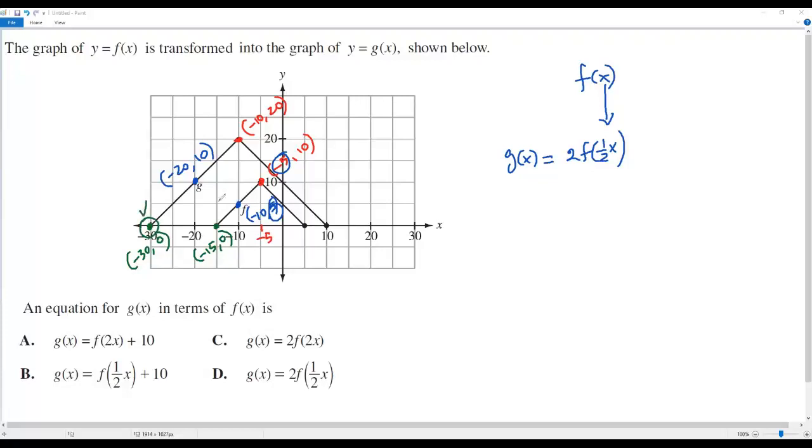This is also correct. So the horizontal stretch by a factor of 2 and vertical stretch by a factor of 2 work for multiple points on the graphs of f and g. So this is the correct answer. The correct answer choice for this question is option D.